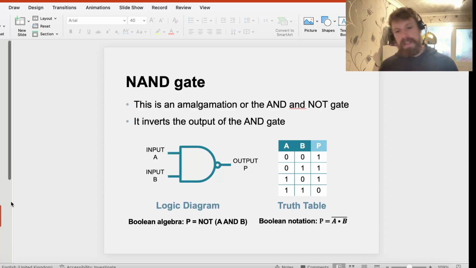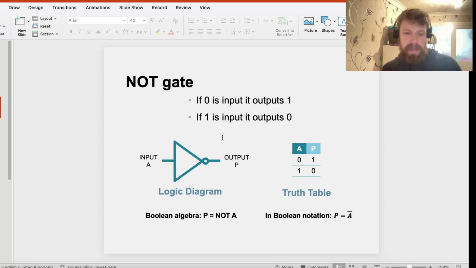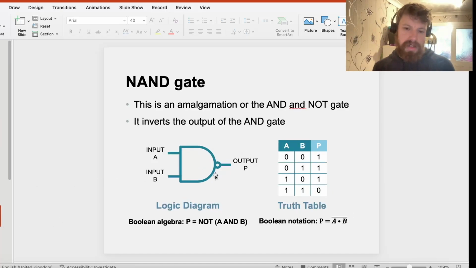NAND is essentially not AND. So one of the things with the NOT gate, you'll see at the start, it's got a little circle on it. Now, if you miss the little circle out and you just draw the triangle, you won't get the mark in the exam. So make sure that you write that down. The NAND gate is essentially the little circle is the thing that converts it into a NOT. Think about it like that.